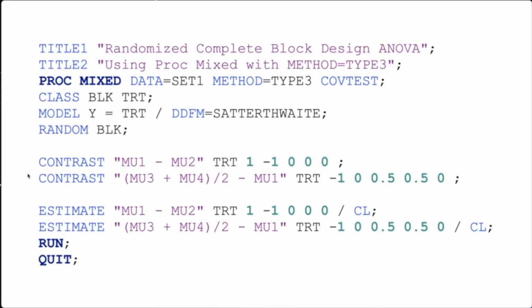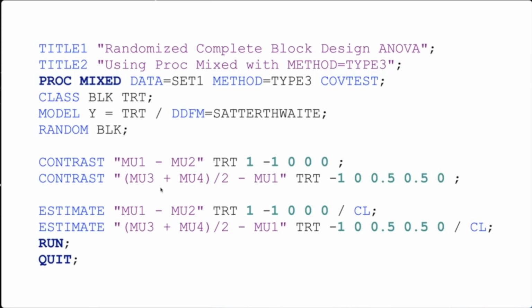And so you've seen CONTRAST and ESTIMATE statements before, previously in this course and in other courses more than likely. All right, and so to perform the hypothesis test where we're comparing treatment means 1 and 2, or equivalently comparing the difference between treatment mean 1 and treatment mean 2 to 0, we would use these contrast coefficients. 1 is the coefficient on mu1, -1 is the coefficient on mu2, and then the rest of the coefficients would be 0.